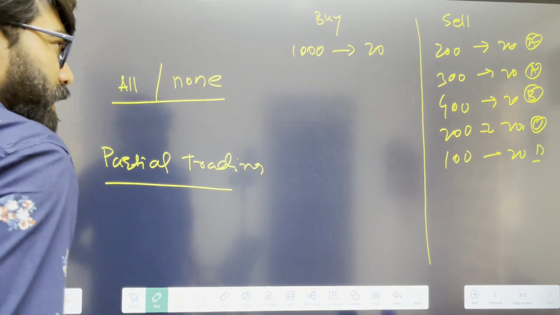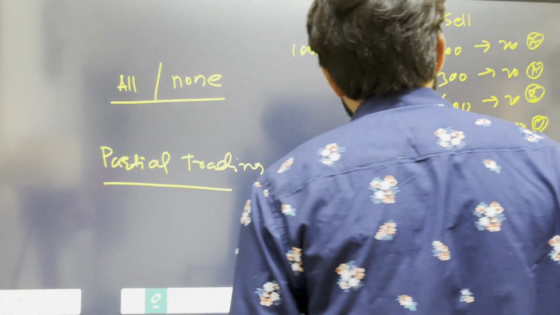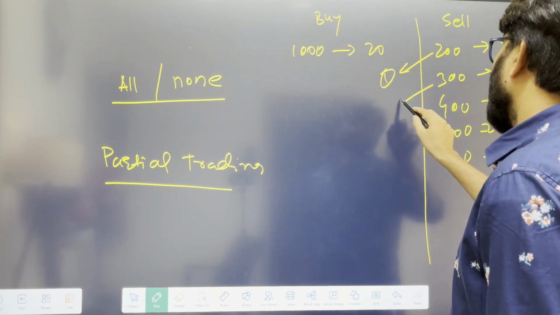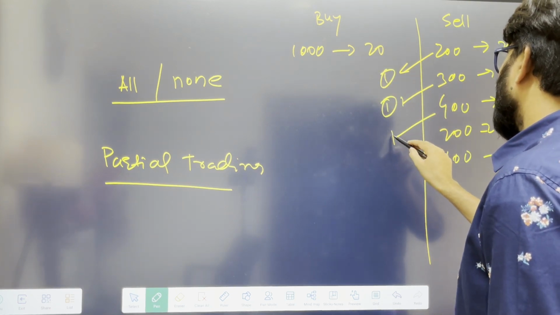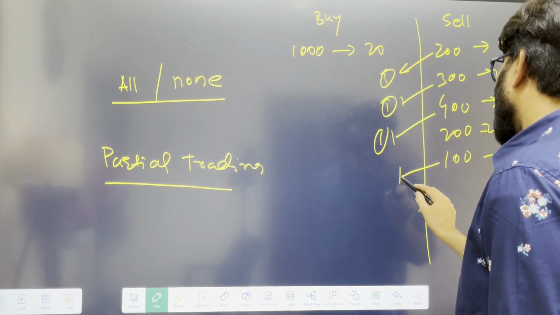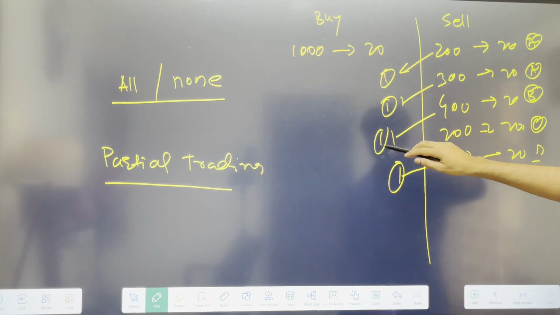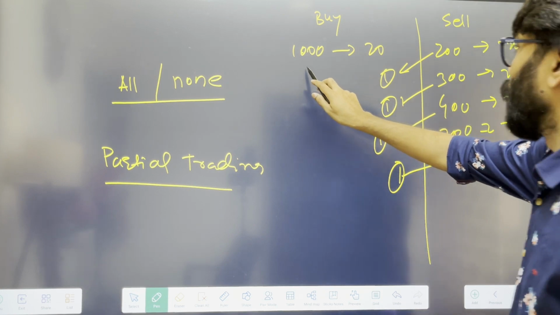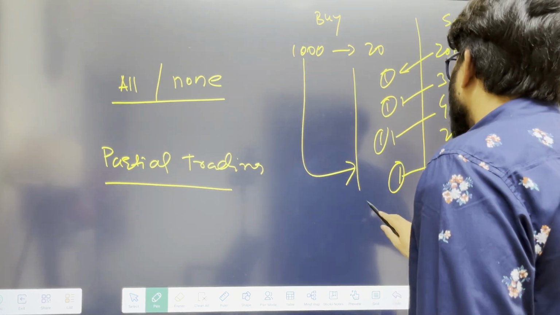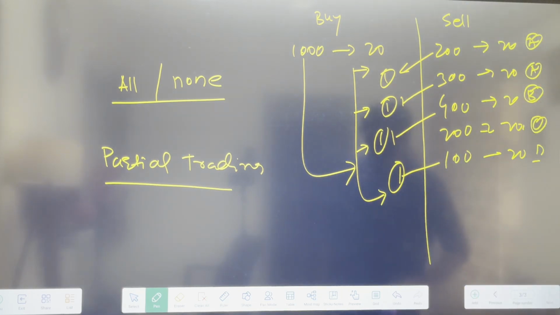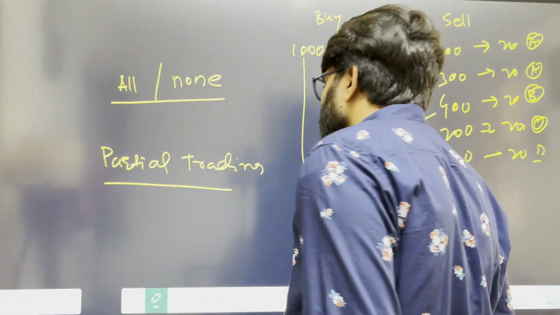So if you see, every time your trades will get executed in lots. So this becomes one lot, this becomes again one lot, this becomes again one lot, and this becomes again one lot. Total 1, 2, 3, 4. So you can execute a buy trade in a total of 4 lots, right? So this becomes your partial trading style.